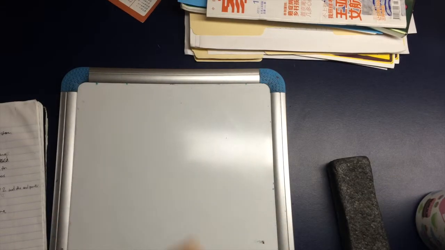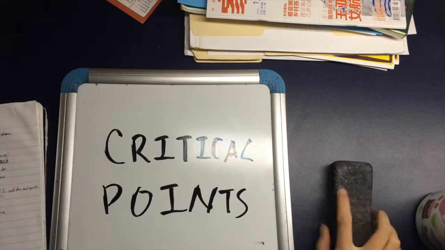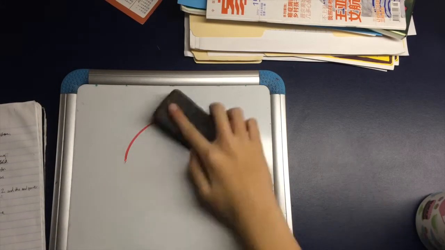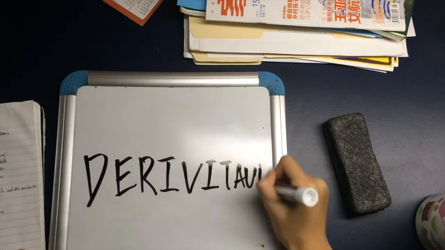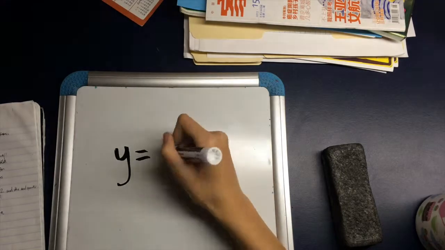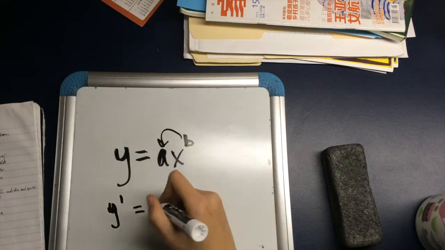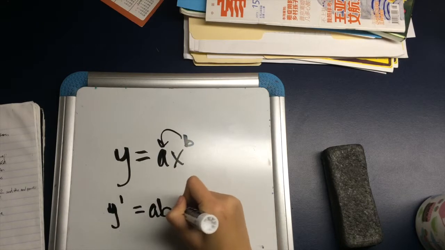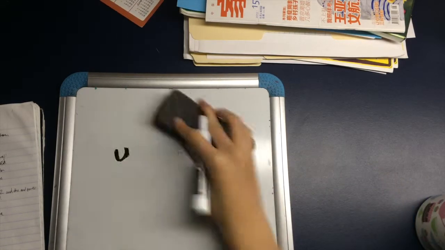Step 2. Find critical points. You may be asking, what's a critical point? Well, to find a critical point, you first have to find the derivative of the function. To find the derivative, I've got an example for you. y equals ax to the b power. To find the derivative, you take b, multiply it to a, and then give x the exponent of b minus 1. That didn't make sense.